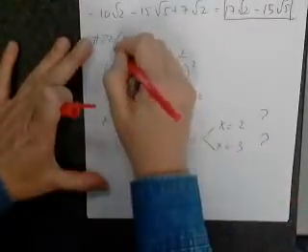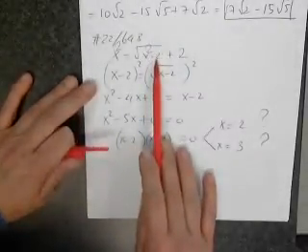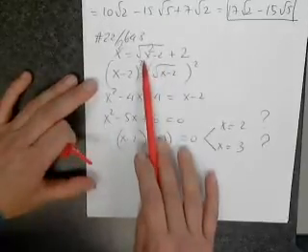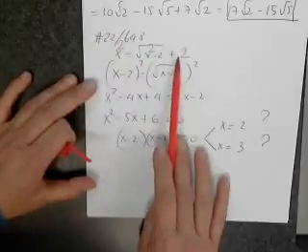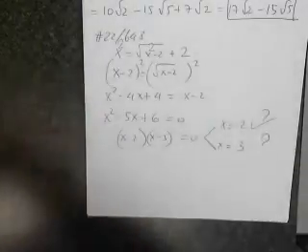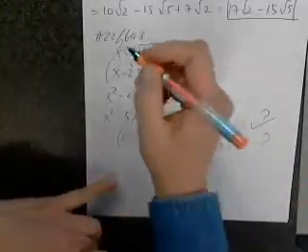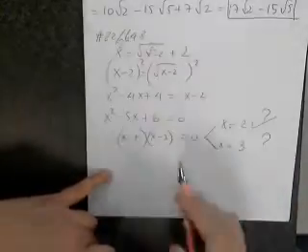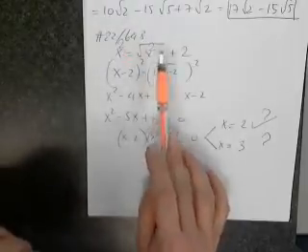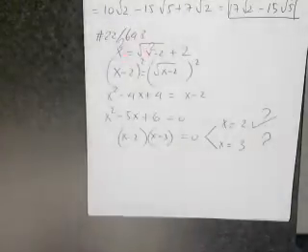Yes, I'm plugging in 2. Let's try 2. 2 minus 2, square root of 0. 0 plus 2, 2. Accepted? Good. Now let's try 3. 3 minus 2, square root of 1. 1 plus 2. Accepted? It turns out that both solutions work.